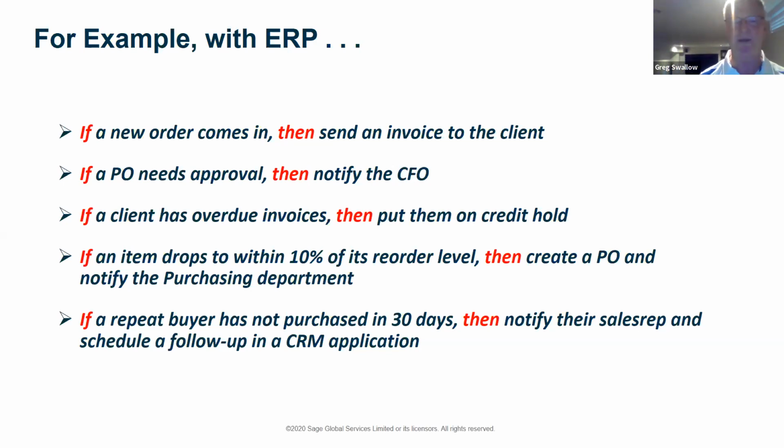If an item drops within 10% of its reorder level, then create a PO. We all have min-max levels set up in the application. Why don't we use the software to notify us? Just give a pop-up on our screen saying, hey, we've reviewed all the orders in-house, and the new order that's just come in will exceed the quantity on hand that you have of the product. We should create that purchase order out to that vendor to get that replenished based on their delivery time.